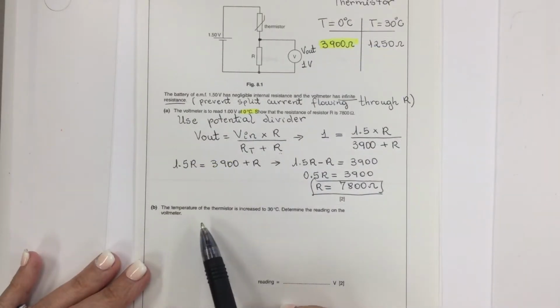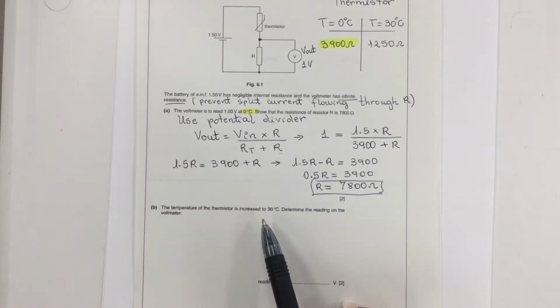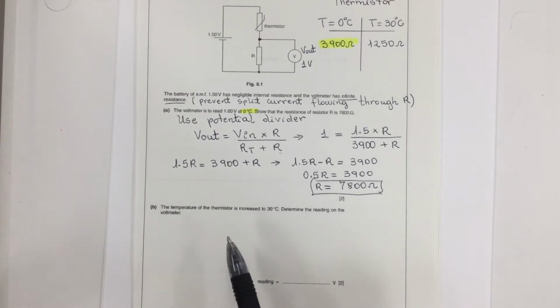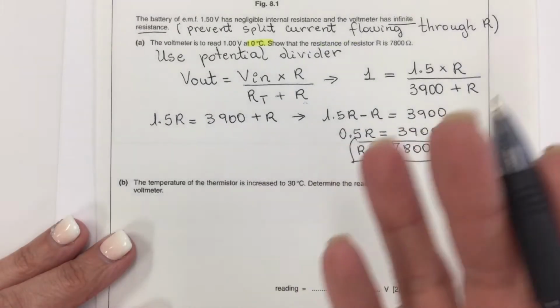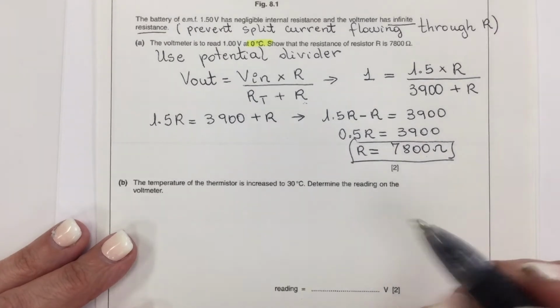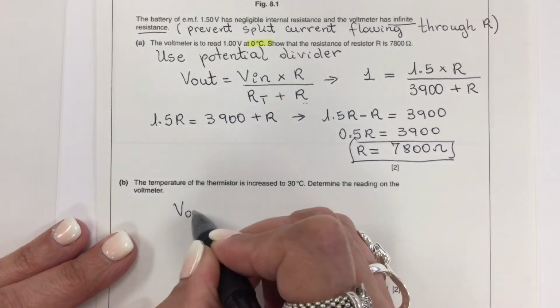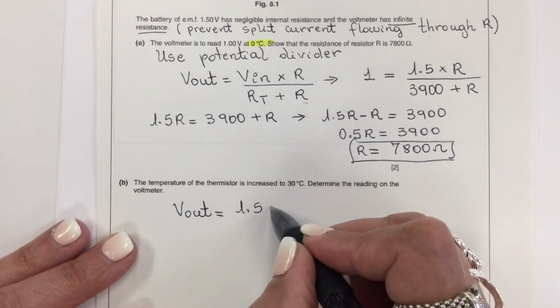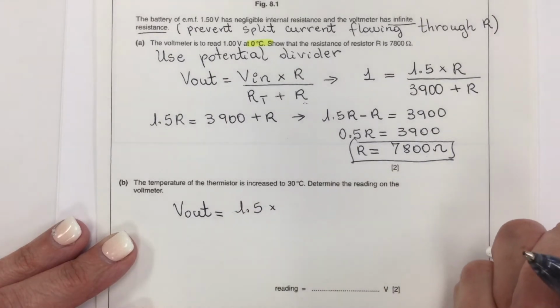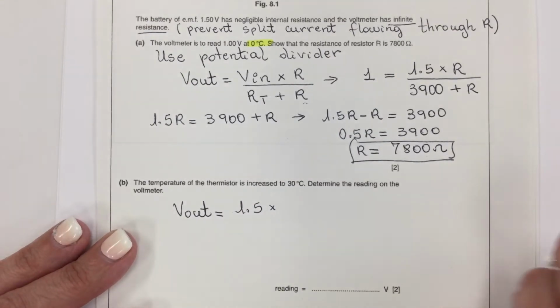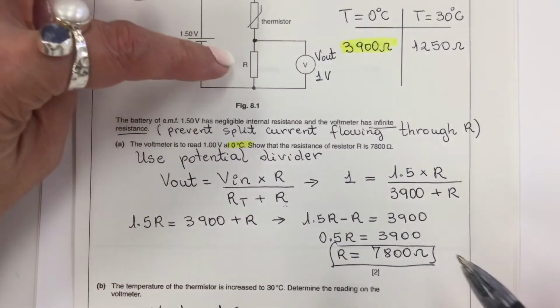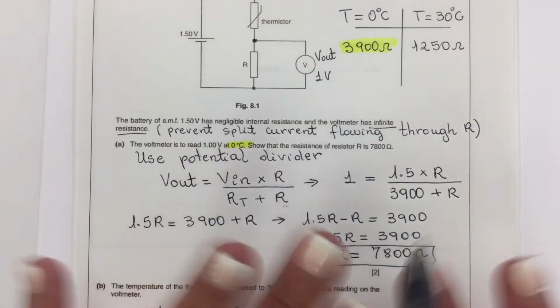B. The temperature of the thermistor now is increased to 30 degrees Celsius. Determine the reading of the voltmeter. Again, I'm using the formula for potential divider because it's pretty convenient. So V out is 1.5, which is V in, times the value of the resistor, which I just calculated. This one is a fixed resistor, so that's the value, it's not going to change. So 7,800.